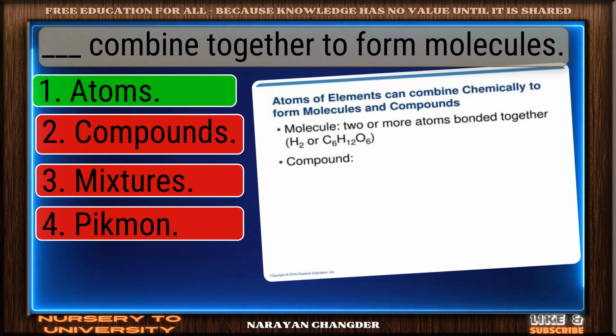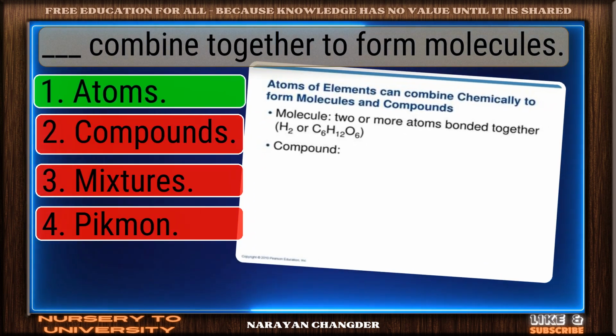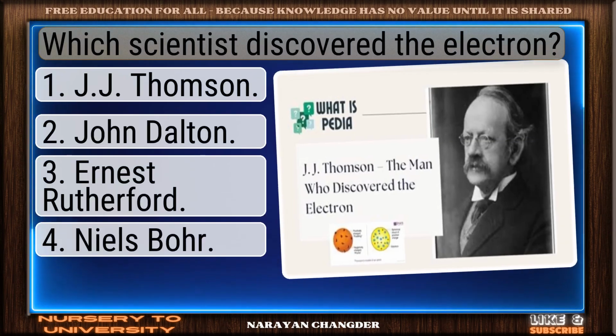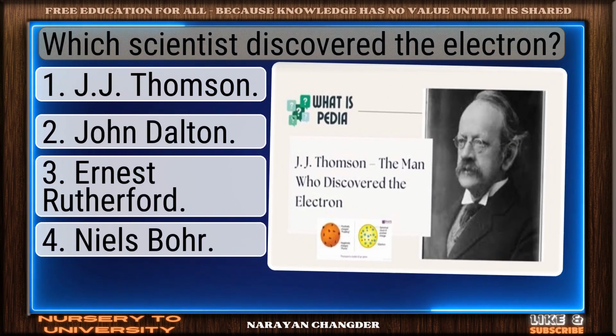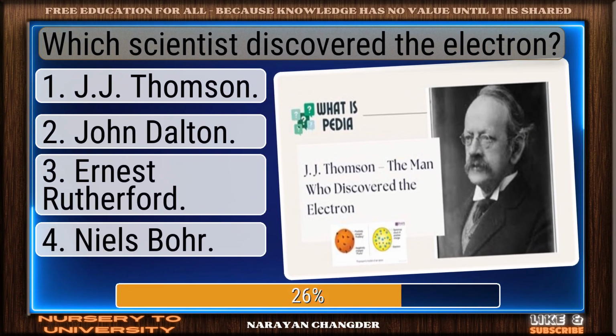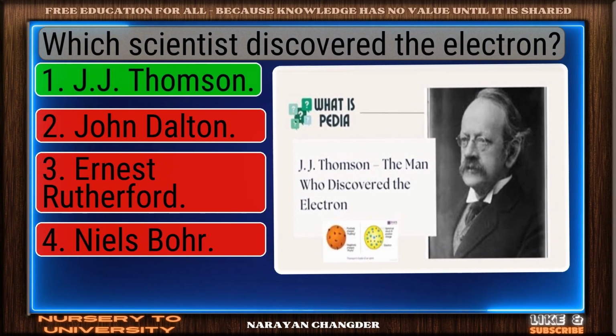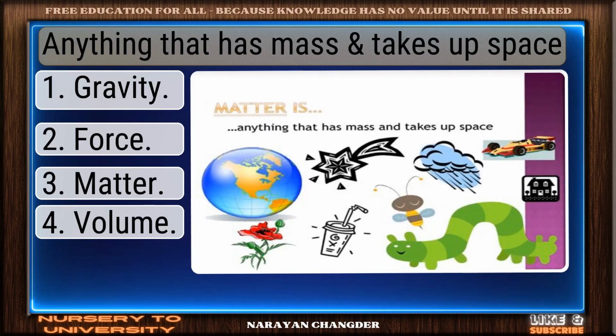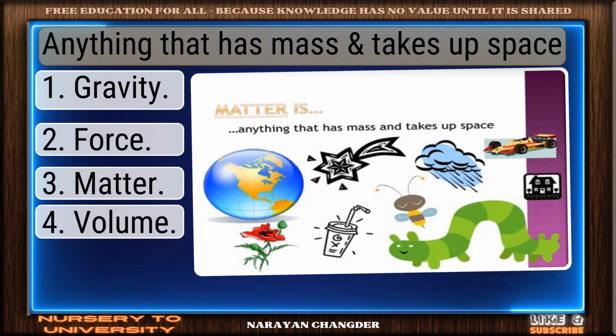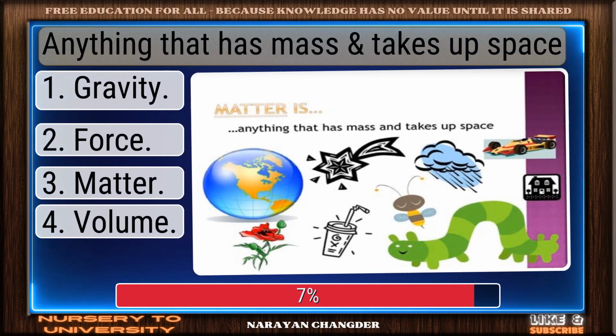Clear logic. Your choice, atoms, is sound and 100% true. Question number 187. Which scientist discovered the electron? Well reasoned. J.J. Thomson is the correct choice. Question number 188. Anything that has mass and takes up space.